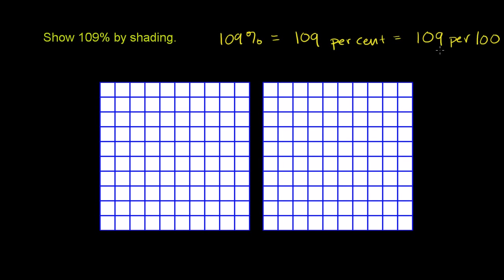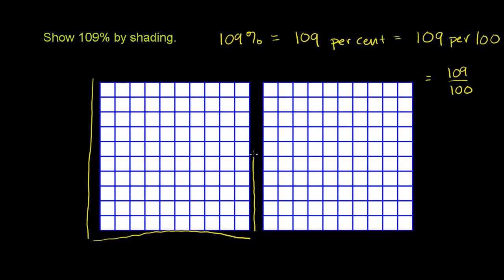We can actually write this as a ratio or as a fraction. This is the same thing as 109 per 100. It's the same thing as 109 over 100. So let's shade that in. So we have a whole here. So we could consider this square a whole. In the last video, we counted. This is a 10 by 10 square. It is cut up into 100 pieces. So if we want 109 of those 100 pieces, what are we talking about?